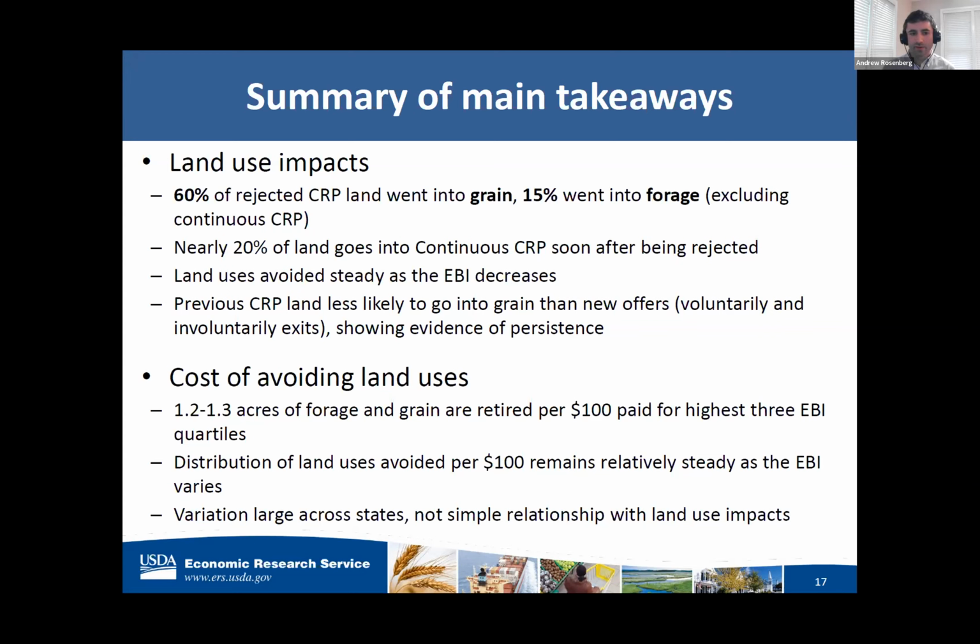And then looking at cost effectiveness, we saw that across the first three highest EBI quartiles of the rejected offers, about 1.2 to 1.3 acres of forage and grain were retired per $100 that could have been paid in accepting these parcels. And so again, we find that it's fairly steady cost effectiveness across those three first quartiles and then drops off in that fourth quartile. And then finally, we do find that there's quite a bit of variation across states. Okay, so that's all I have.